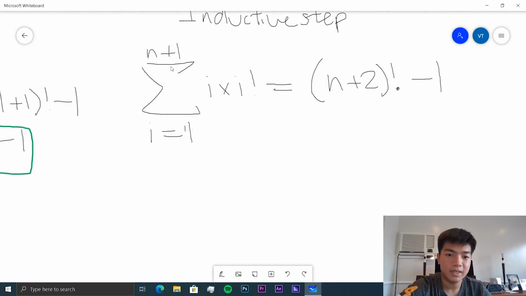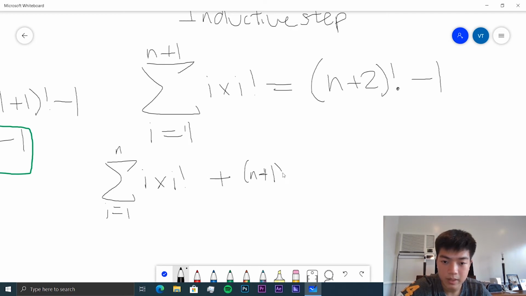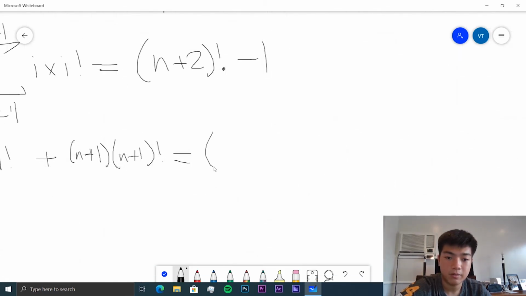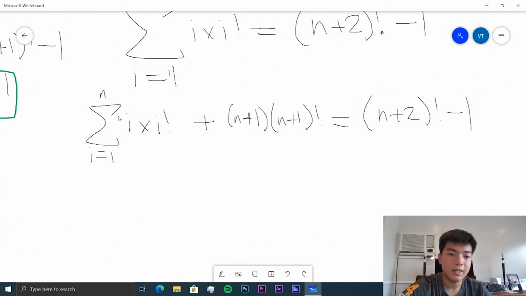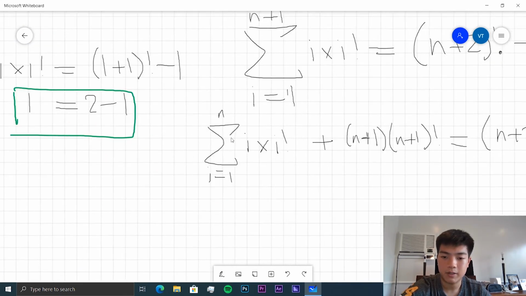But we know that the sum from I to n plus 1 of this is equal to the sum of I equals 1 to n of I times I factorial, and then we add n plus 1 times n plus 1 factorial. And we need to prove that all of that is equal to n plus 2 factorial minus 1. So on this side, if we assume that our earlier proof is correct, this is equal to n plus 1 factorial minus 1.